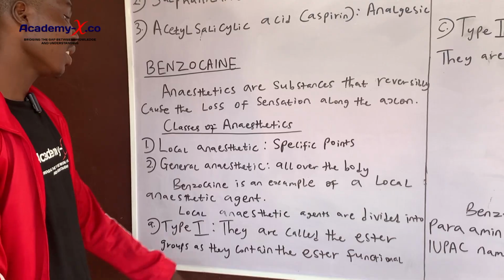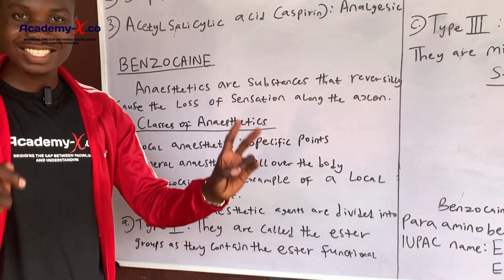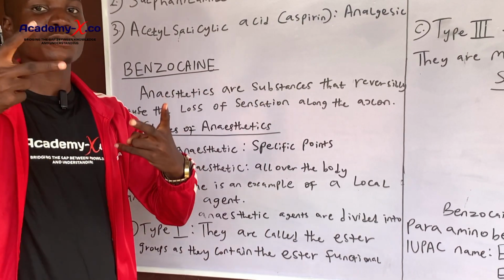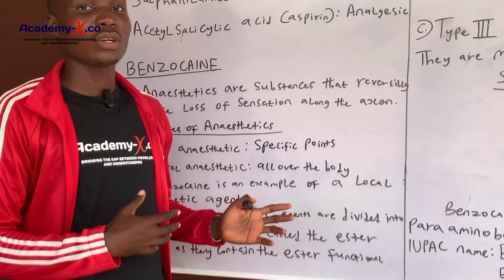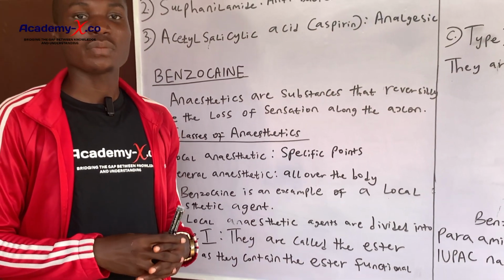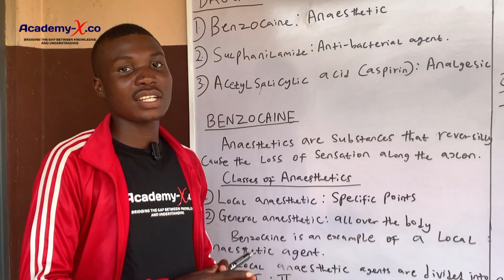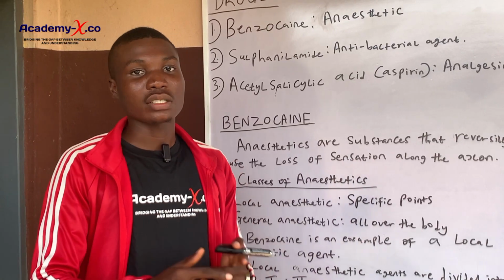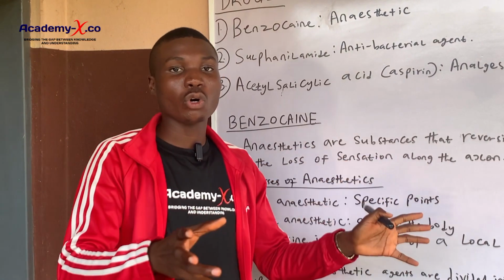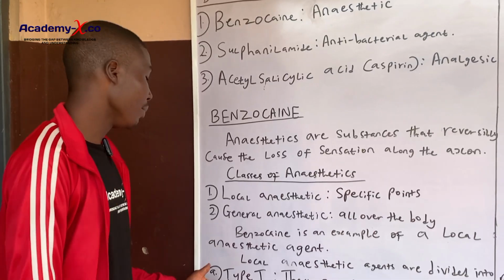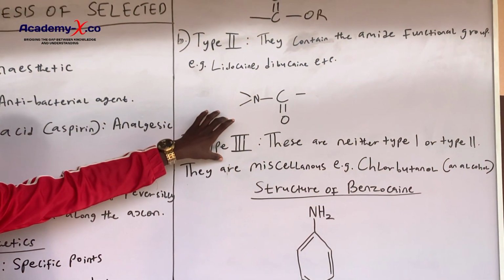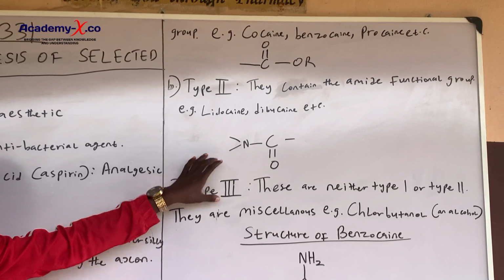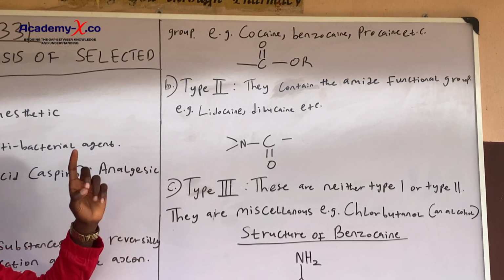Local anesthetic agents are divided into two classes in many of the materials you find. But there's a third class we're including here, because there are some local anesthetic agents you cannot classify into the major two classes. The major two classes are type 1 and type 2, but we are including a third class because there are some local anesthetic agents that you cannot capture within type 1 and type 2.